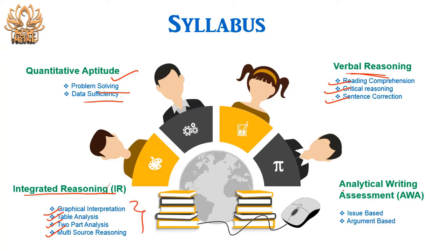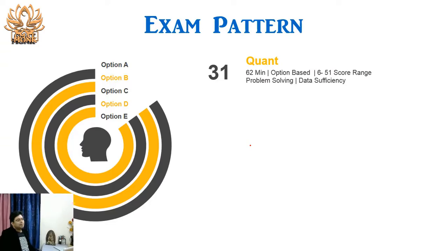Then the 4th topic would be your analytical writing assessment. There can be 2 types of AWA essay. One would be issue based and another can be argument based. Normally in GMAT, argument based essays are asked nowadays. So next we would cover the exam pattern.